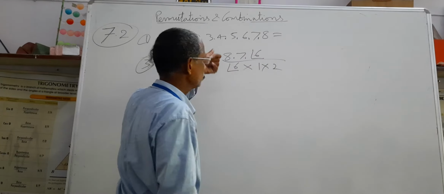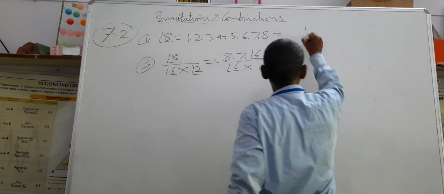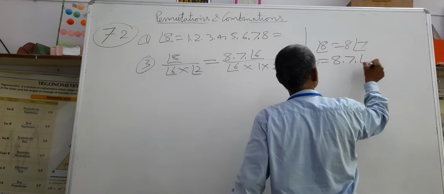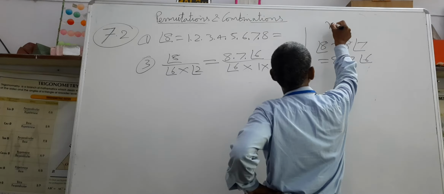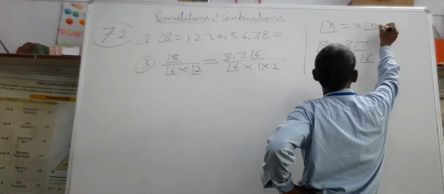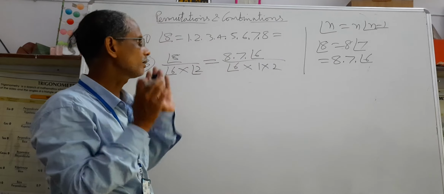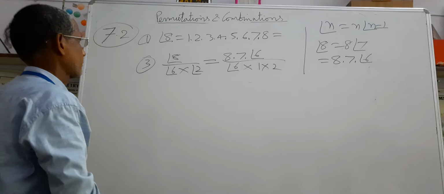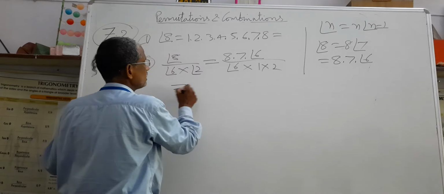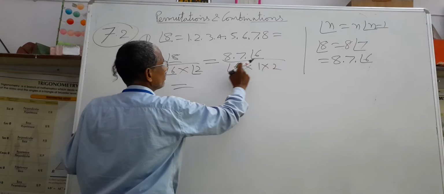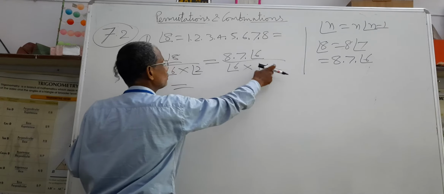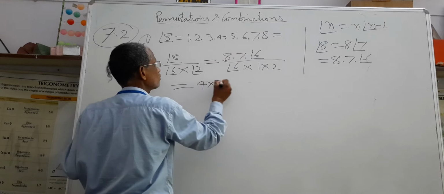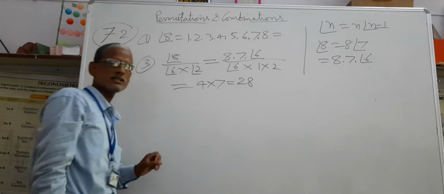Factorial 6 becomes cancelled. If you have any problem at this point, factorial 8 can be written as 8 into factorial 7, which can further be written as 8 into 7 into factorial 6, using the concept factorial n is equal to n into factorial n minus 1. Take the number inside the factorial outside, and the number inside the factorial reduces by 1. Factorial 6 becomes cancelled. 2 fours are 8, 4 into 7 is equal to 28. This is the answer.